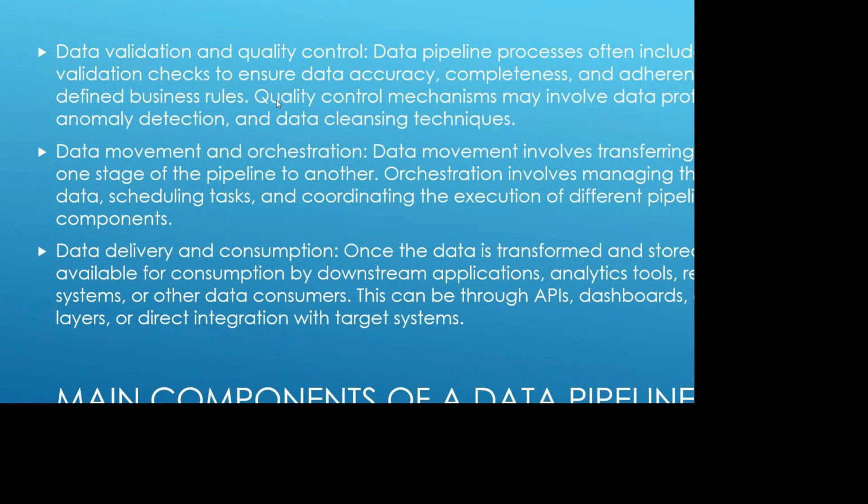So this is also one of the major tasks of a data engineer: data movement and orchestration. Data movement involves transferring data from one stage of a data pipeline to another. Orchestration involves managing the flow of data, scheduling tasks according to the execution of different pipeline components. Like we may use Apache Airflow or Kafka, along with our AWS tools for data orchestration.